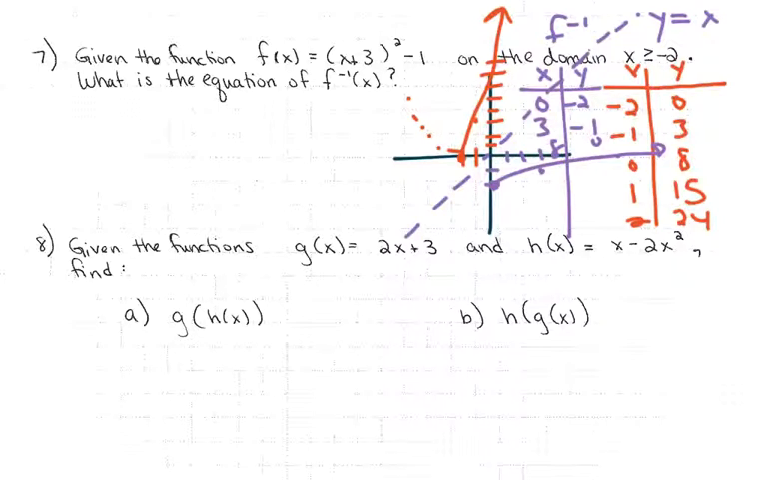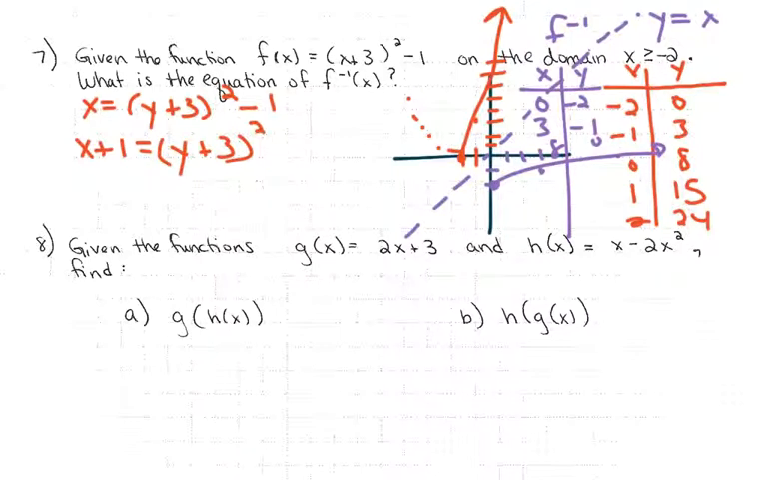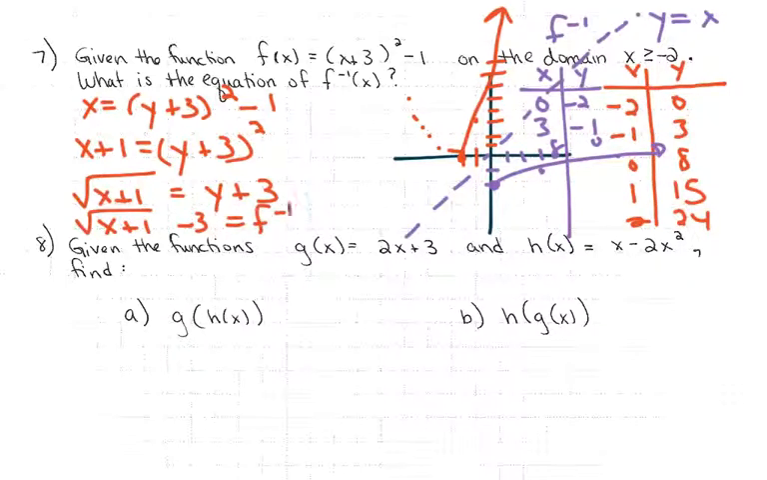All right, let's go back to the original equation. We want to find the inverse of it. Well, how about I just flip x and y, and then I solve that equation for y. So I'm going to add 1. Now that I've added 1, now I can square root the other side. And then I can subtract 3. And that's going to be the equation of the inverse.